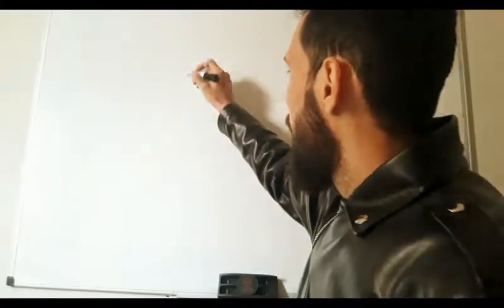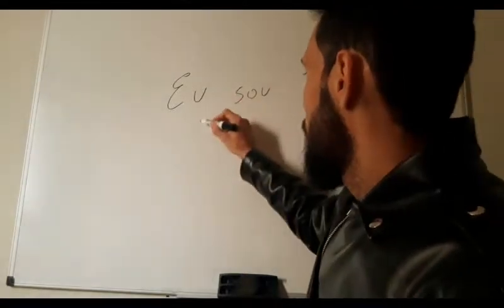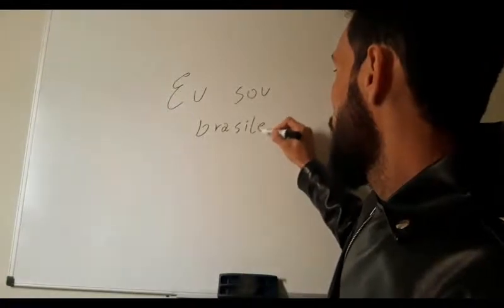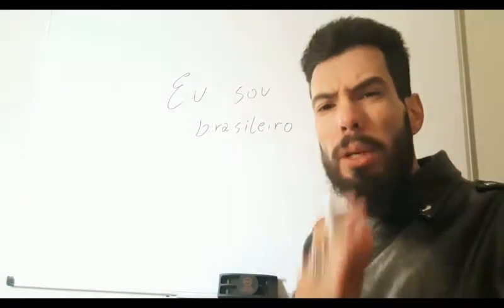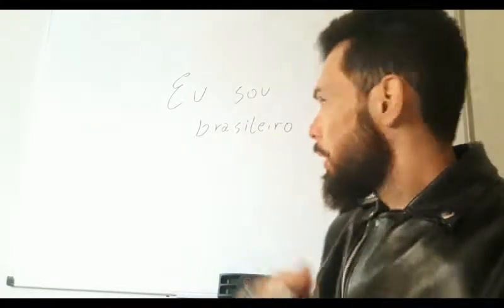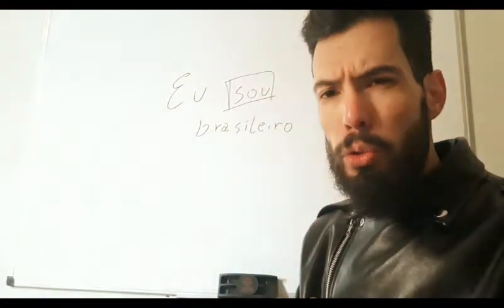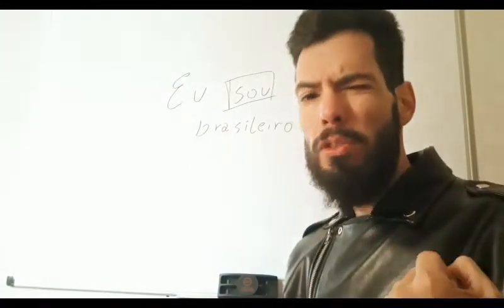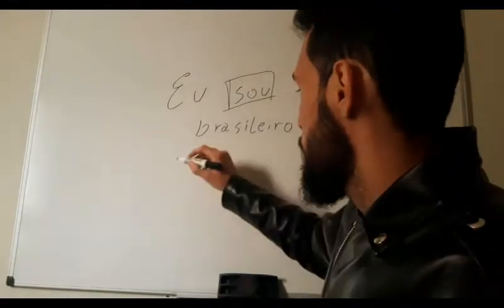So let's say, eu sou brasileiro. Okay? This is like this. Eu sou brasileiro. I am Brazilian. This is the conjugation of the verb in the first person. Eu sou brasileiro. That's the sentence from last class. Now, let's conjugate this on a different tense.